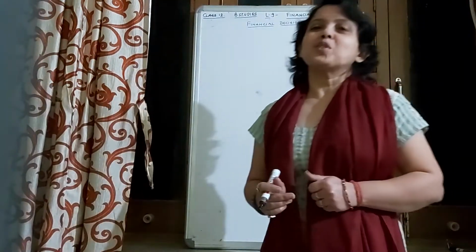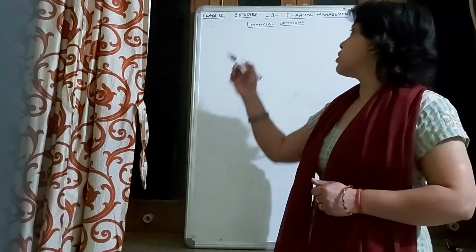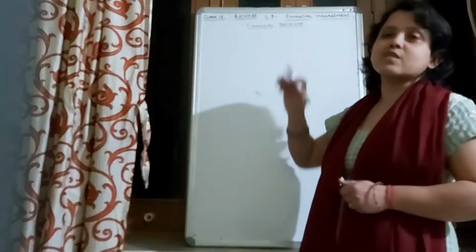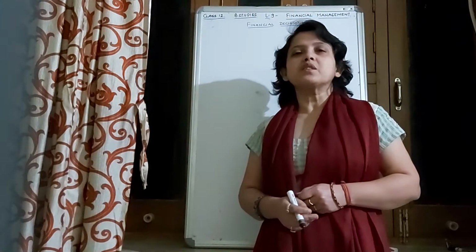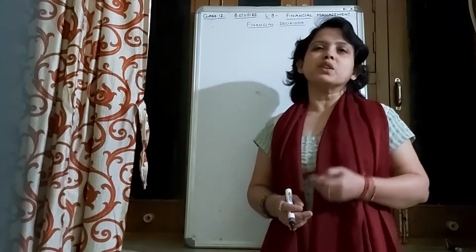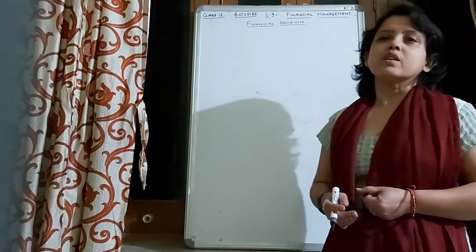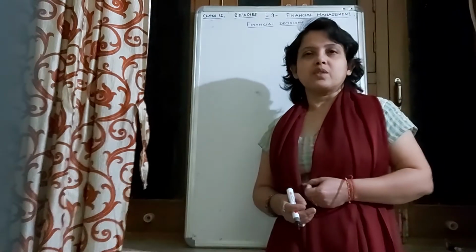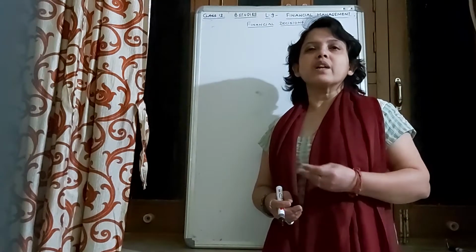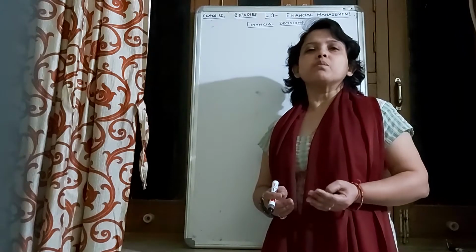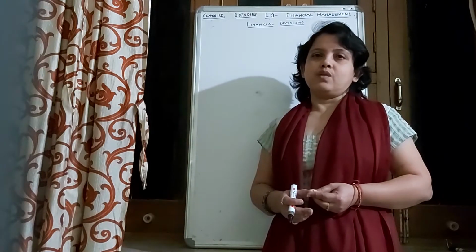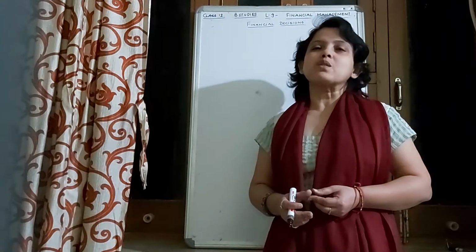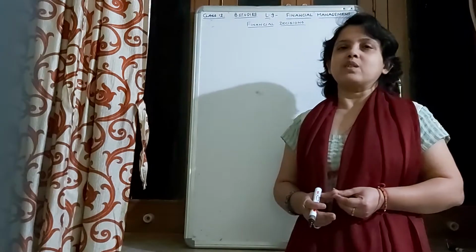Hello everyone. Today we will be learning about financial decisions. Before this, we have already learnt about what is financial management and what is the major objective of financial management, in which we learned that financial management is related with optimum procurement as well as optimum utilization of funds with the objective to maximize the shareholders' wealth.